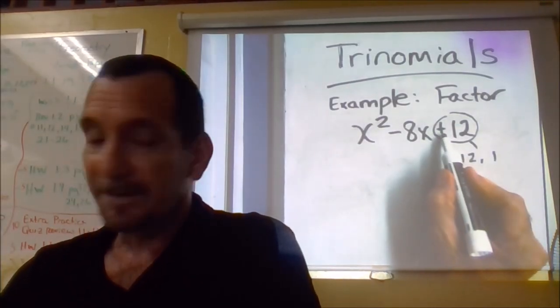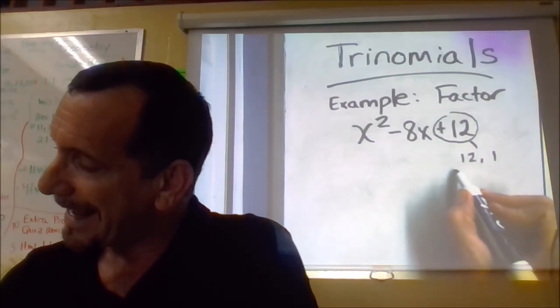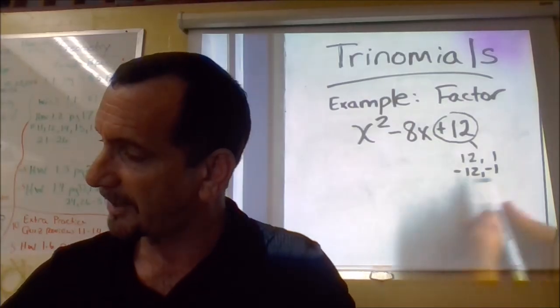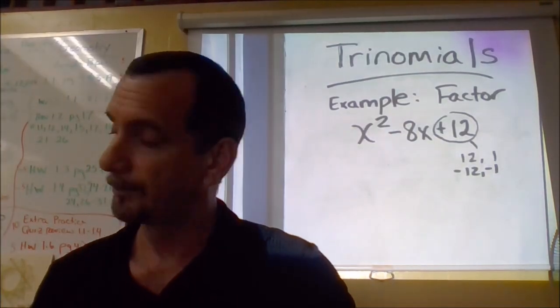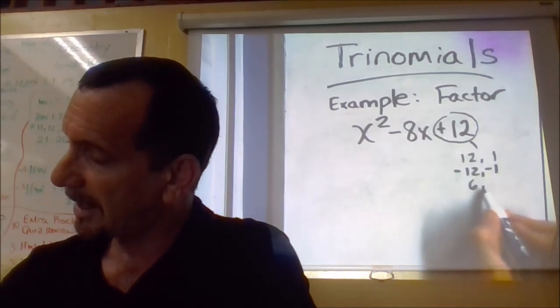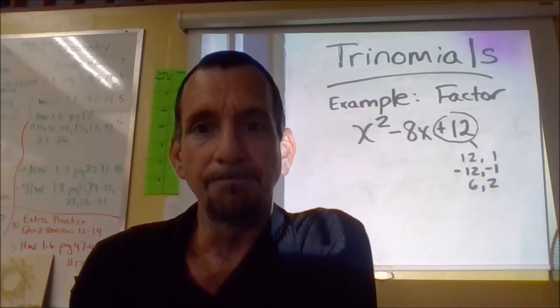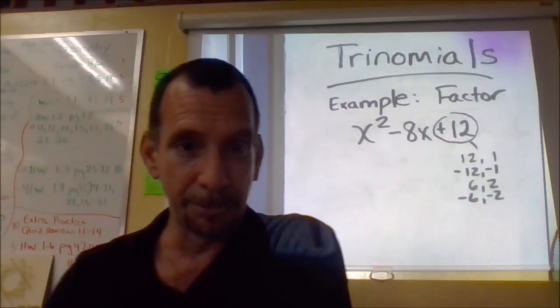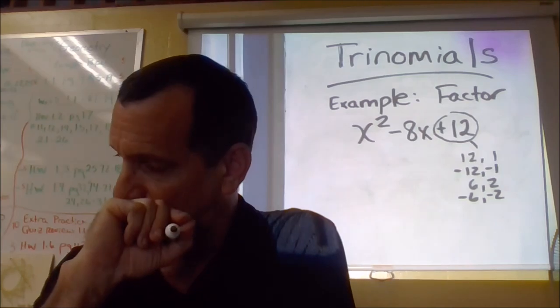That's a positive 12. But what about a negative 12 times a negative 1? That would work because a negative times a negative is a positive, right? How about, what's another one? 6 times 2. That works. And a negative 6 times a negative 2 also works.